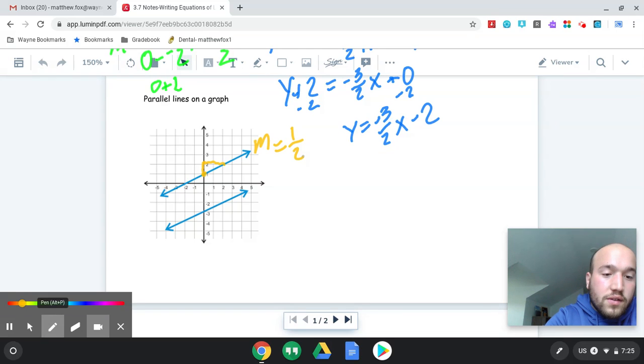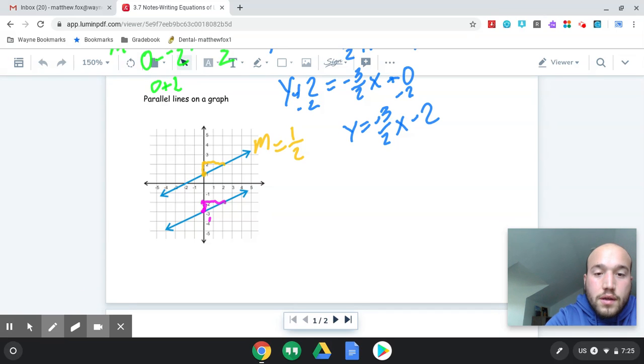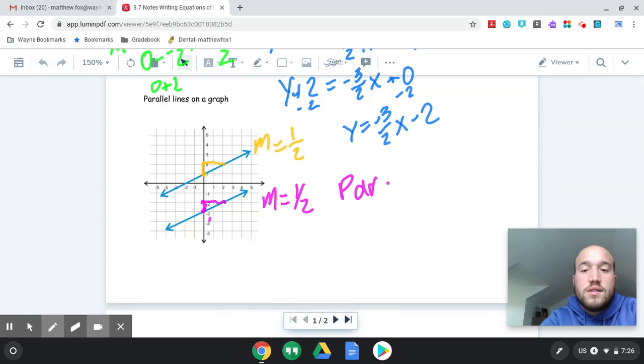Now, the slope of our second line, if we start here, goes up 1 over 2. Once again, the slope is 1/2. Anytime, you'll notice they are the same. Anytime you have parallel lines, you have the same slope. So parallel lines always have the same slope. That is the big takeaway from today's lesson.